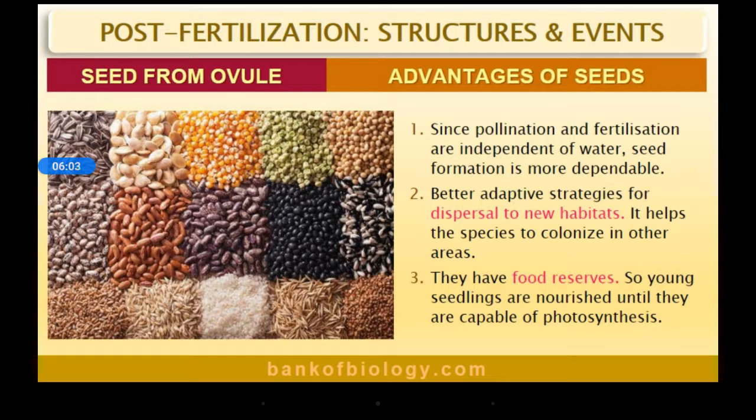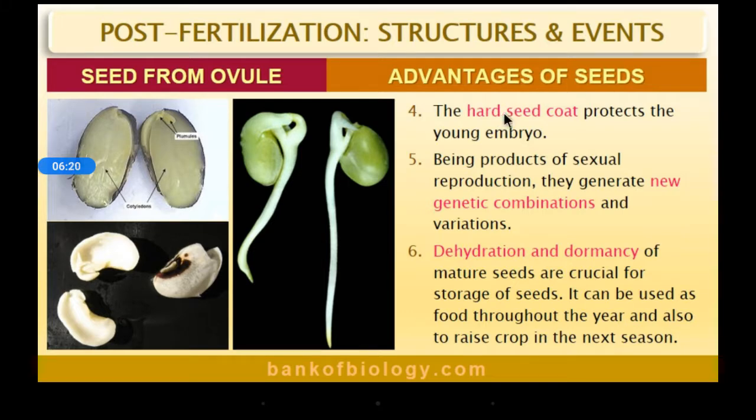As they consist of food reserves, until the leaves are capable of photosynthesis, that is the preparation of food, they can live by using the food reserves already in the seeds. They also have a hard seed coat, which protects the young, growing embryo.